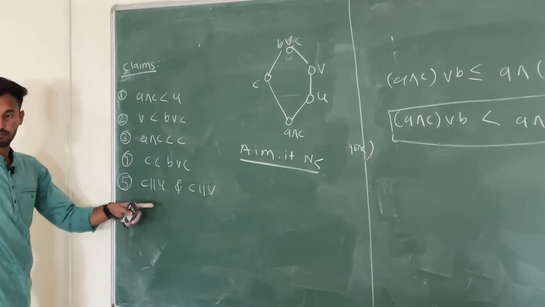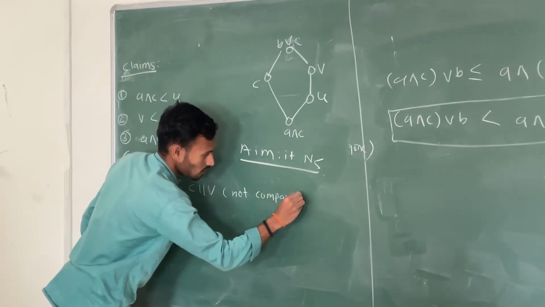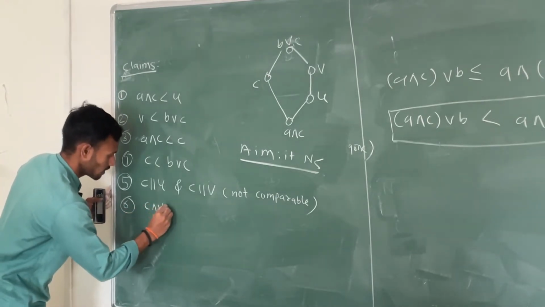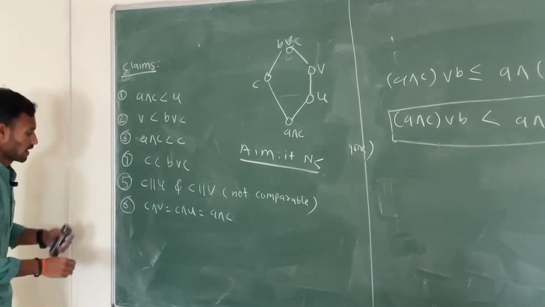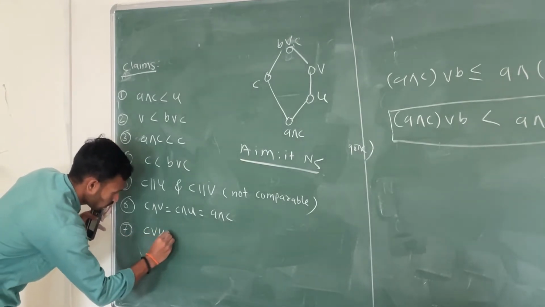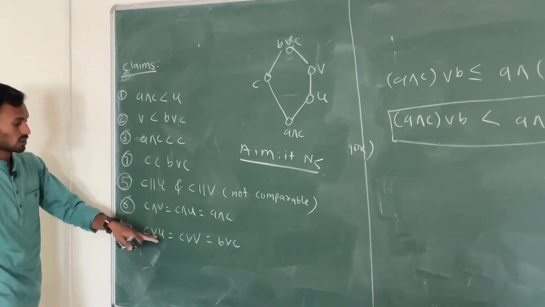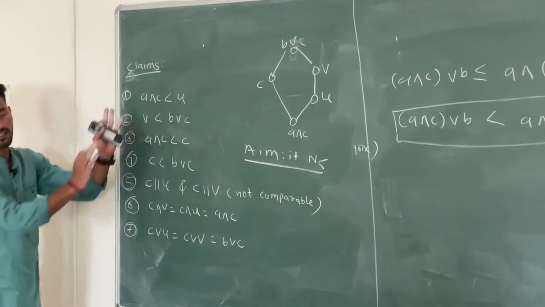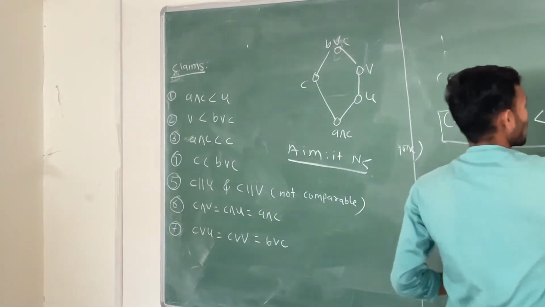This sign means not comparable. And sixth one is C meet V equals C meet U equals A meet C, and seventh, C join U equals C join V equals B join C. If we prove these properties, then automatically our aim is achieved. Okay, so we prove them one by one and see the proofs.